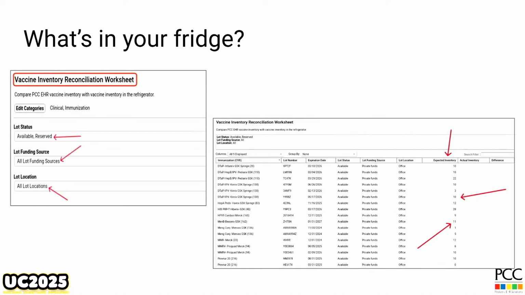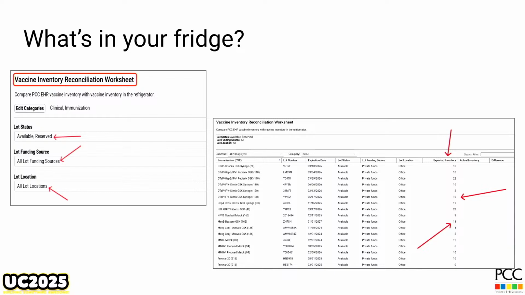So what's in your fridge? The vaccine information worksheet is here. And you just say, hey, I want to see what's available, what's reserved, because who really wants to count what's depleted? That should be a 0, I would hope, right? Sometimes you do need to go back to the depleted to see, did we really have that lot number?